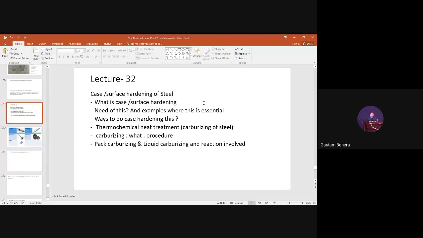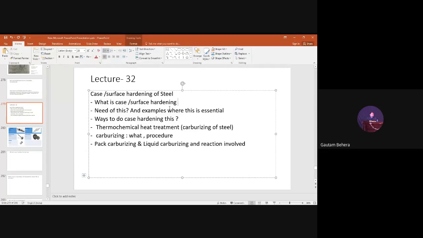Right? So that means we can divide the entire steel on the basis of its surface and on the basis of its core, the center part. So basically here our priority is to increase the strength or increase the hardness of the surface only. Right? So you people have understood what is case and surface hardening. Case and surface hardening means hardening the surface only or hardening the case only.